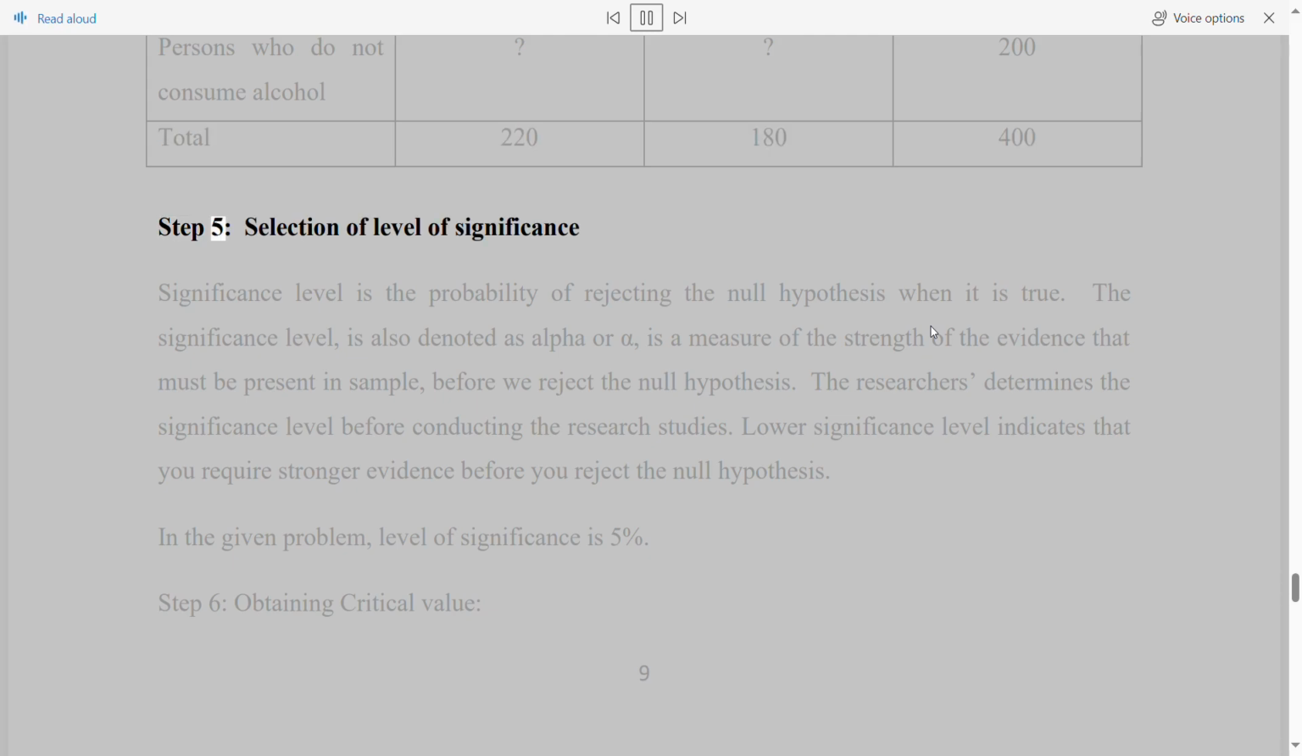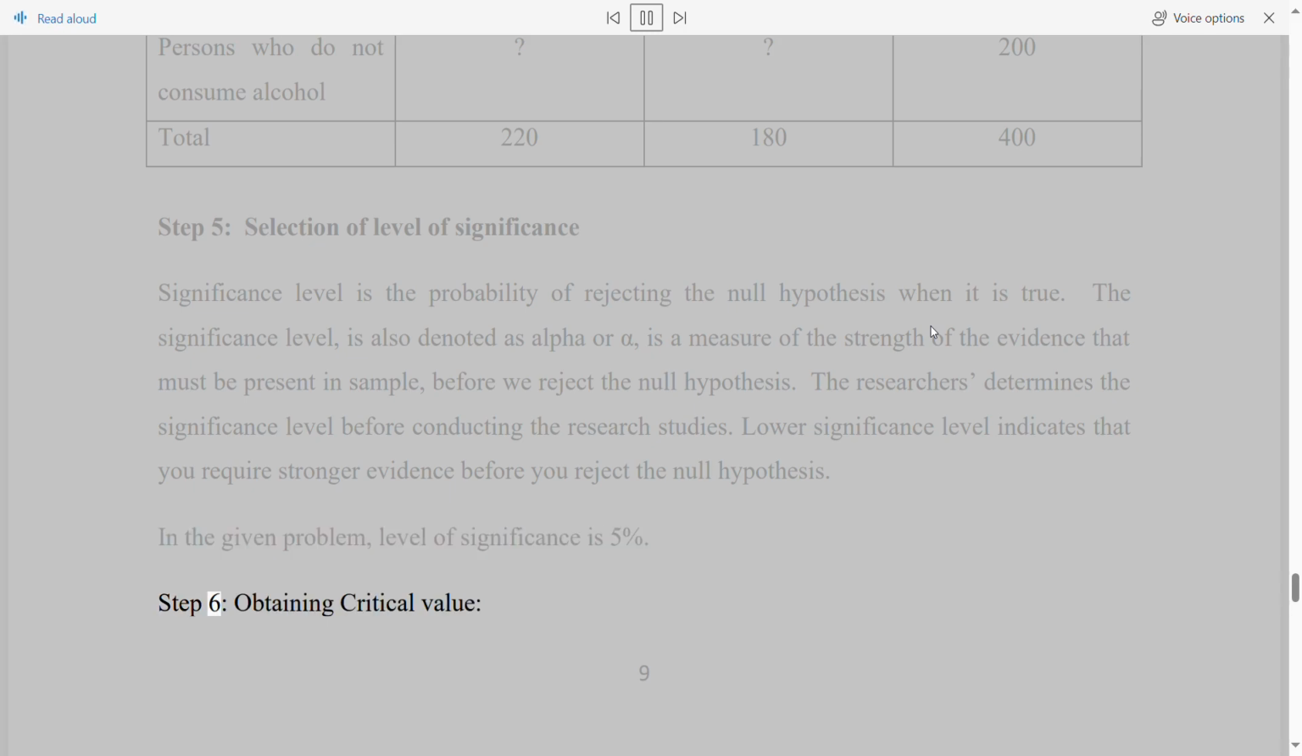Step 5. Selection of level of significance. Significance level is the probability of rejecting the null hypothesis when it is true. The significance level, also denoted as alpha, is a measure of the strength of the evidence that must be present in the sample before we reject the null hypothesis. The researcher determines the significance level before conducting the research study. A lower significance level indicates that you require stronger evidence before you reject the null hypothesis. In the given problem, the level of significance is 5%.